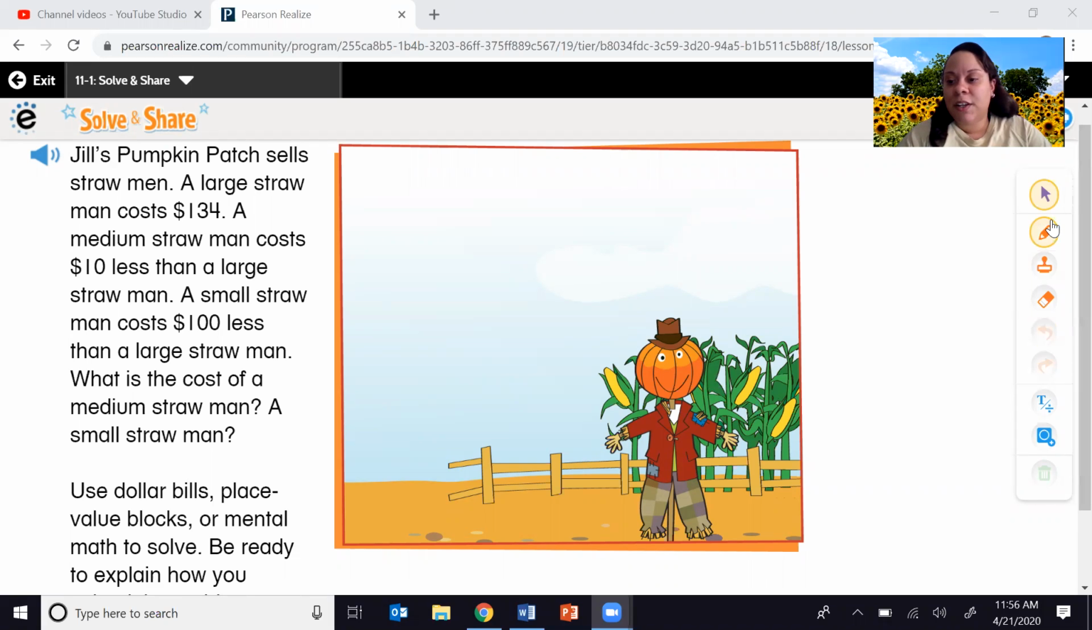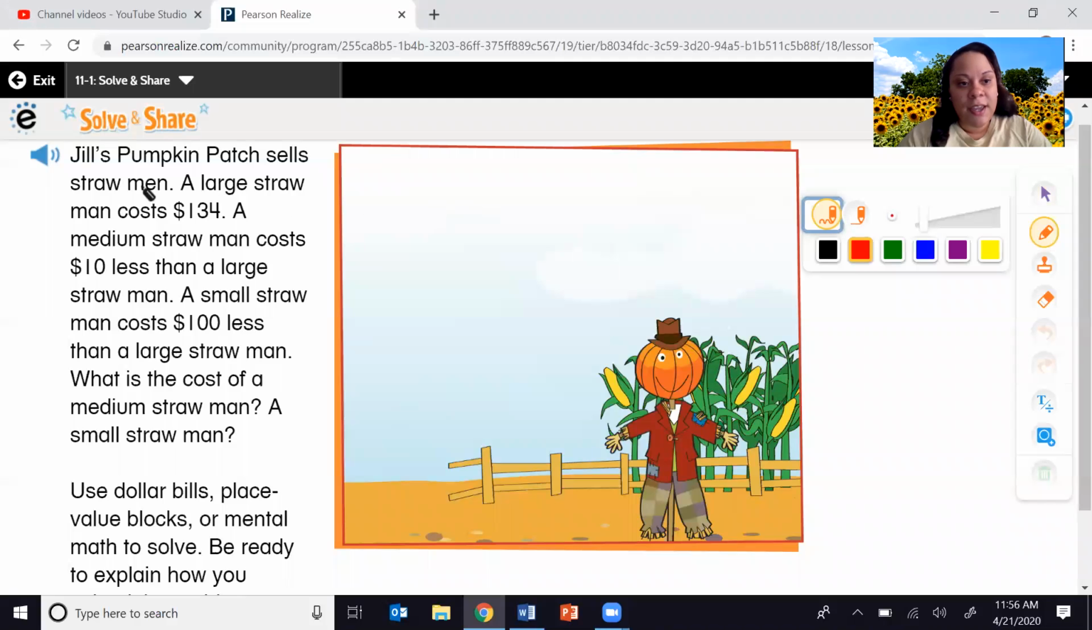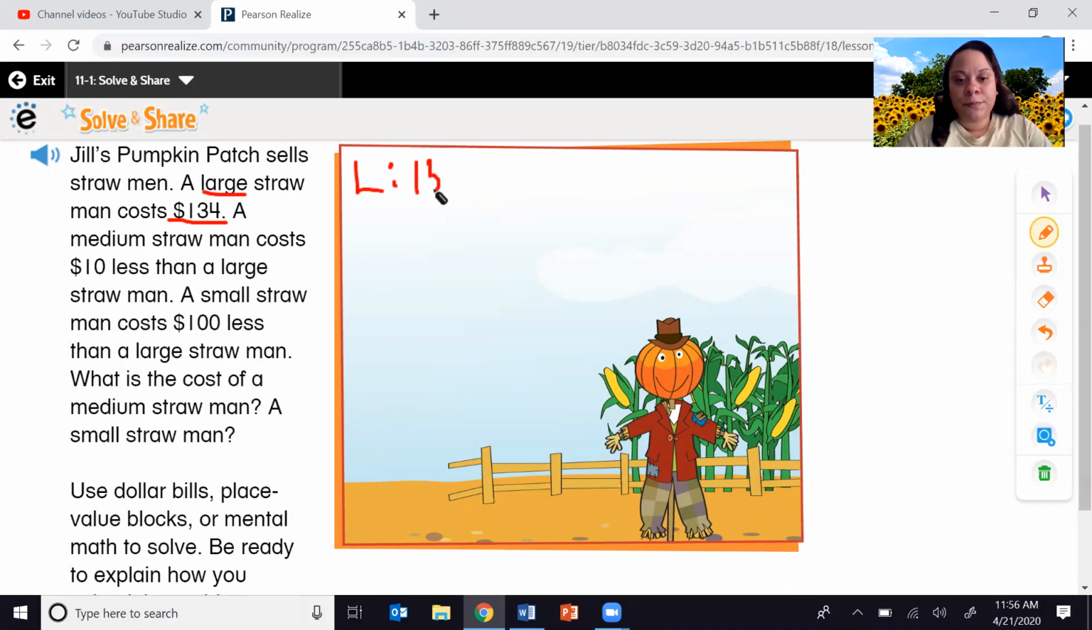So the first thing I'm going to do, and like I tell y'all, you have to figure out the important parts of that word problem, right? So Joe's pumpkin patch sells a large. So we know the value of a large, right? Which is 134. So I'm going to put L for large, and I'm just going to put 134. Okay. A medium costs $10 less, keyword less, right? So I'm going to put M, and I'm going to put that it is less than a large.